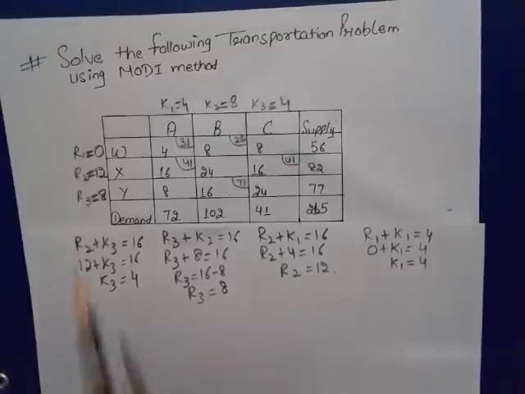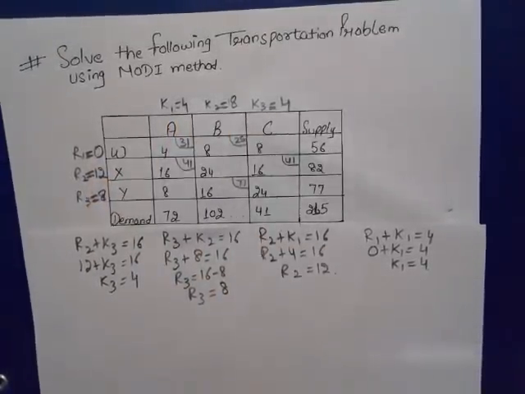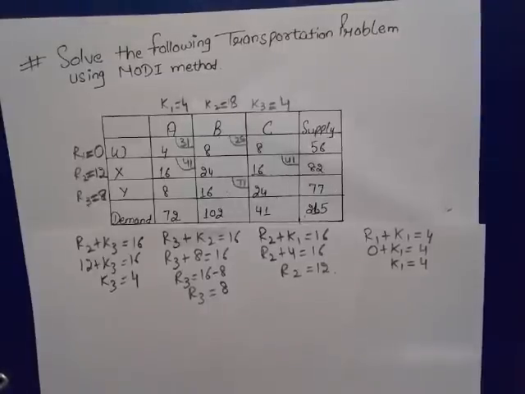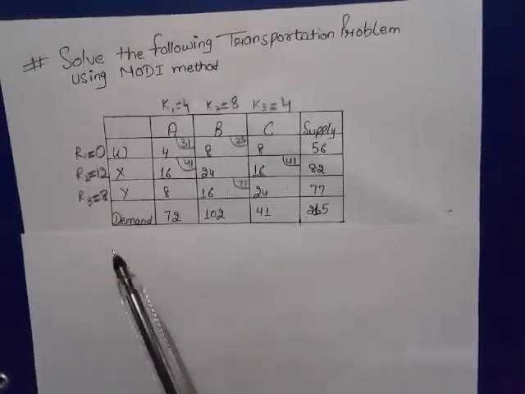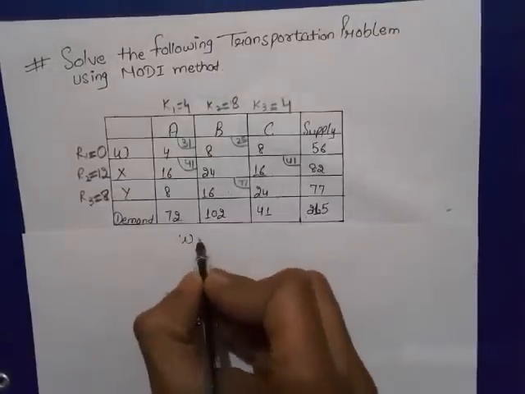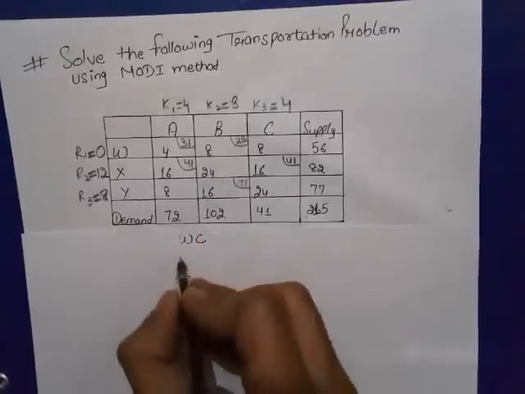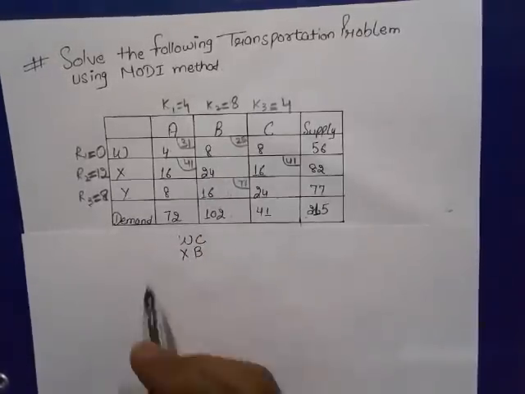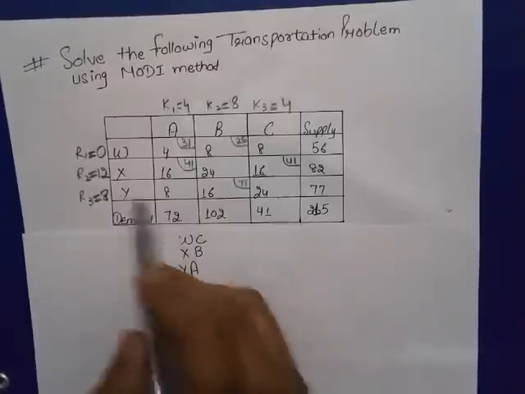After calculating the values of R1, R2, R3, K1, K2, K3, we have to check the optimality of the unoccupied cells. So find out the unoccupied cells. They are WC, XB, YA, YC.